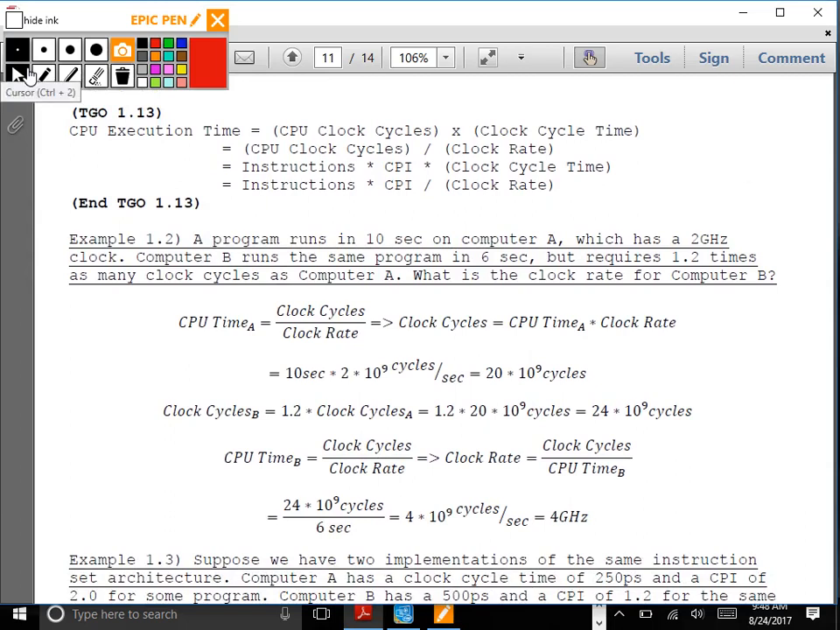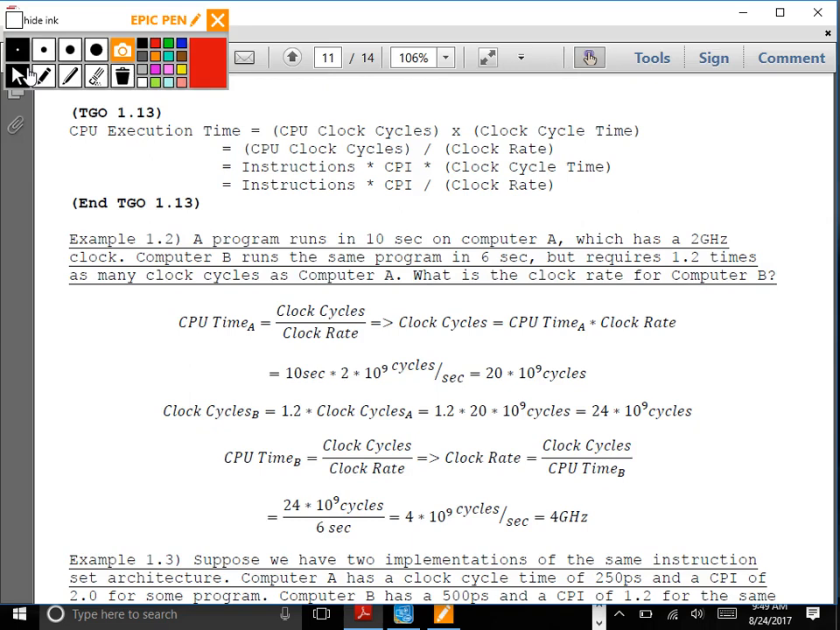But before I move on to the example question, does anybody have any questions about how those relate in terms of units and all those different terms? All right, so example 1.2.